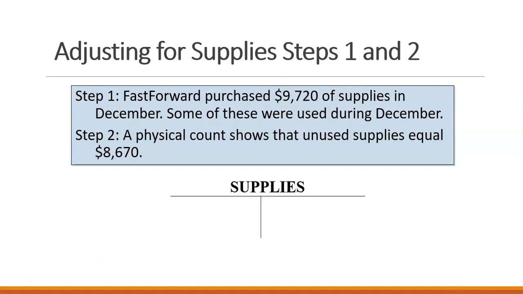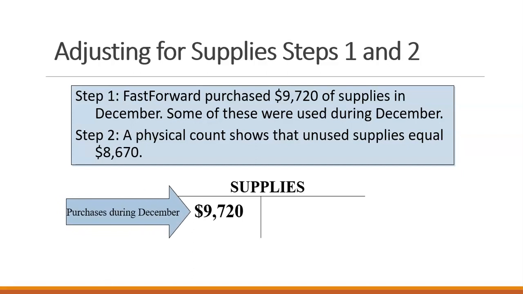Now let's talk about supplies. So we have that we purchased $9,720 worth of supplies in December. And then at the end of the month, we go through and look at what we have left. And we've decided that we have $8,670 worth of supplies. So we need to record an entry that states how much supplies we used during the month of December.